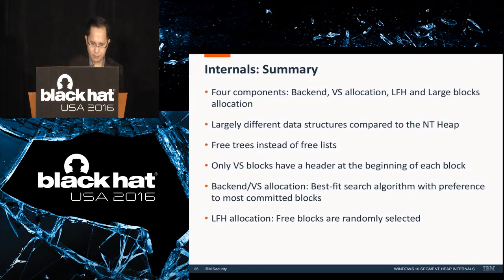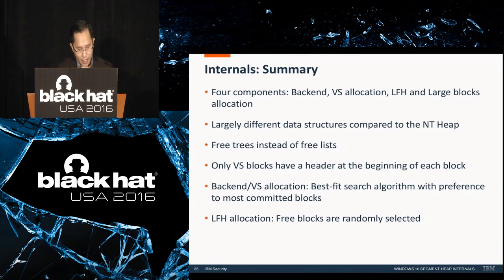So to summarize, there are four components of the segment heap: the backend, the VS allocation, the LFH, and the large block allocation component. The data structures of the segment heap are largely different compared to the data structures of the NT heap, and free trees are used instead of a free list. Of all the components, only VS blocks have a header at the beginning of each block, and the best fit search algorithm with a preference to most committed block is used by the backend and the VS component, while for the LFH allocation, the selection for the free blocks is randomized.